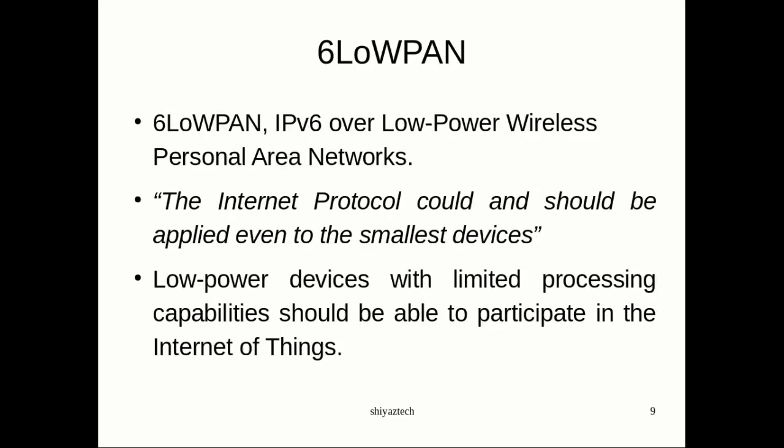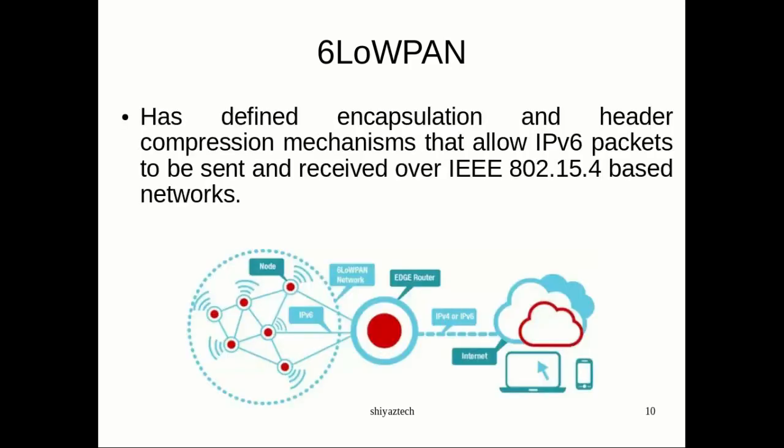What is 6LoWPAN? Actually, 6LoWPAN stands for IPv6 over Low power Wireless Personal Area Network. The 6LoWPAN concept originated from the idea that the internet protocol could and should be applied even to the smallest devices, and that low power devices with limited processing capabilities should be able to participate in the Internet of Things. The 6LoWPAN group has defined encapsulation and header compression mechanisms that allow IPv6 packets to be sent and received over IEEE 802.15.4 based networks.